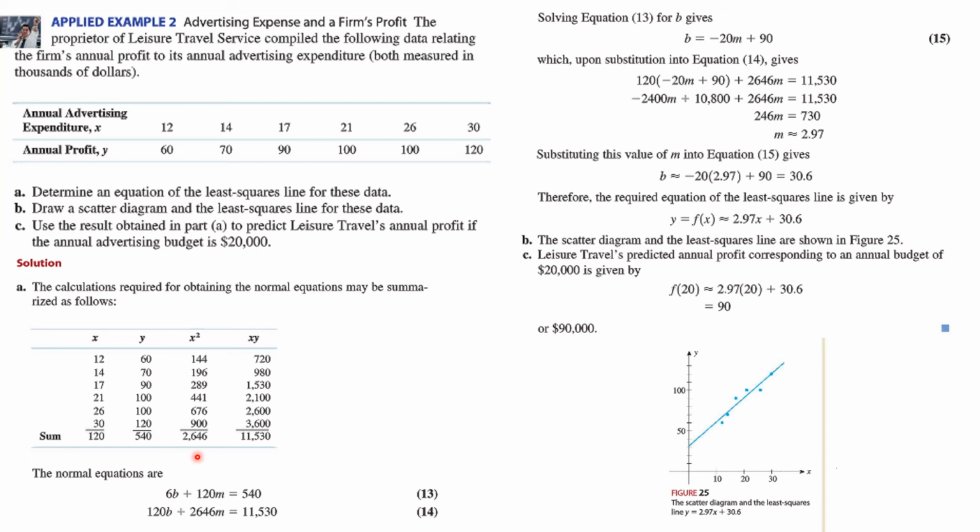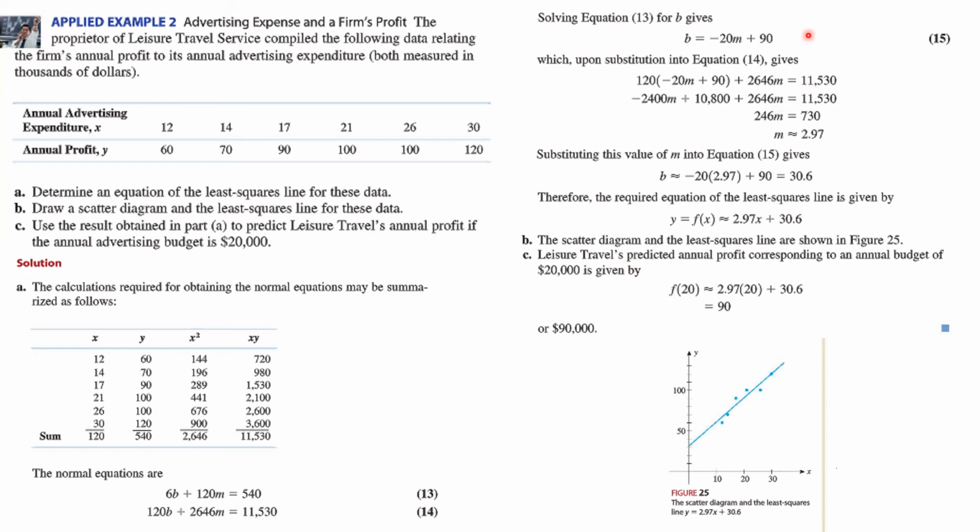So you see now I know that the equations are going to be 6, and there were 6 data points, times b plus 120, that was the summation of the x's, m, is equal to 540. And 120b, that's going to be the summation of the x's again, plus, and this is going to be the summation of the x squareds, times m is equal to 11,530, which is this sum. So you see that's where all these numbers come from. So these are the normal equations that we need to solve.